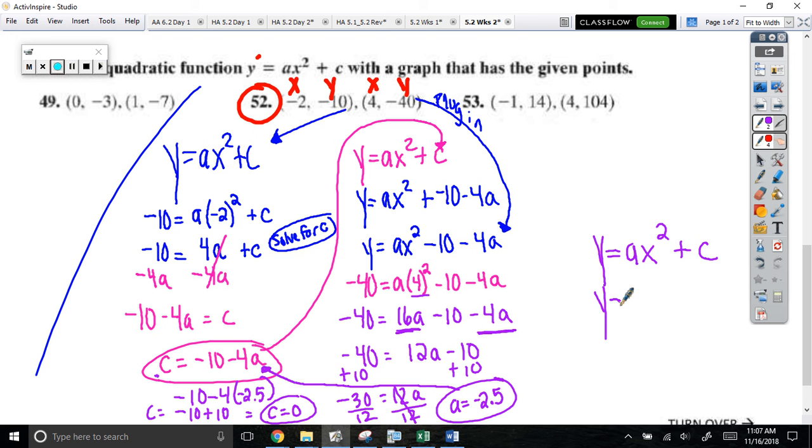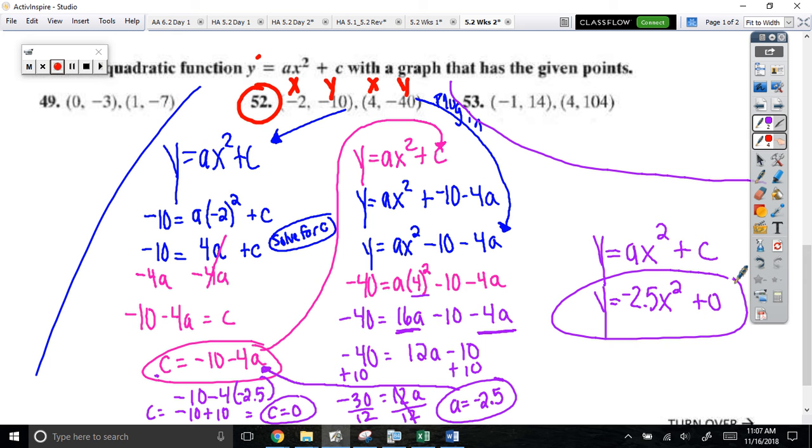So my final equation then, and this is all under number 52, is negative 2.5x squared. If you want to put plus 0, you can, but it's not needed. Okay? See if you can try 53 on your own before coming to class on Monday.